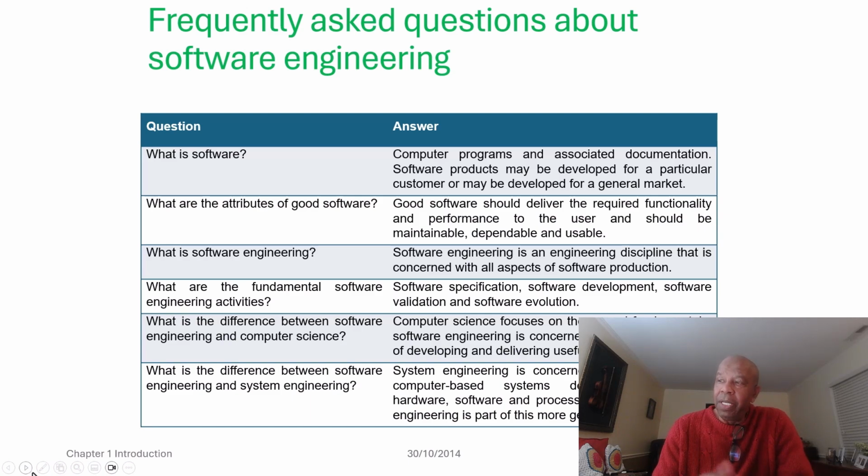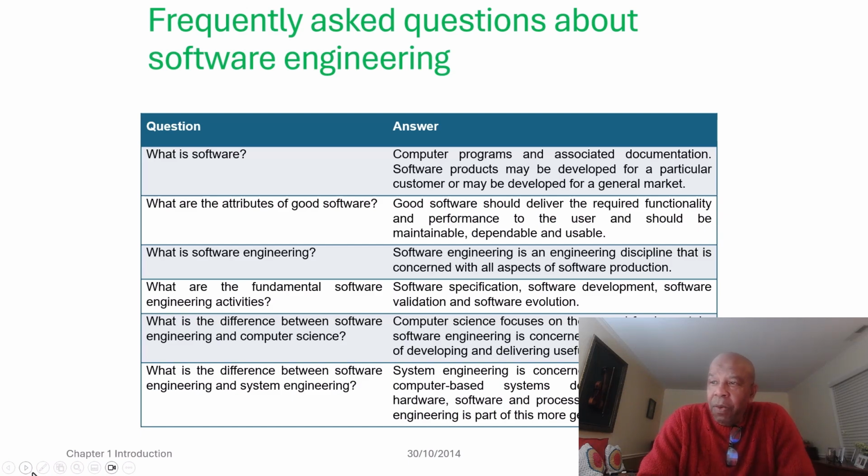What is software engineering? Software engineering is an engineering discipline that is concerned with all aspects of software production. All aspects. We're concerned with gathering requirements, with modeling, with testing, and with implementation. There are several things in software engineering that we have to cover to make sure that we put out a quality product.